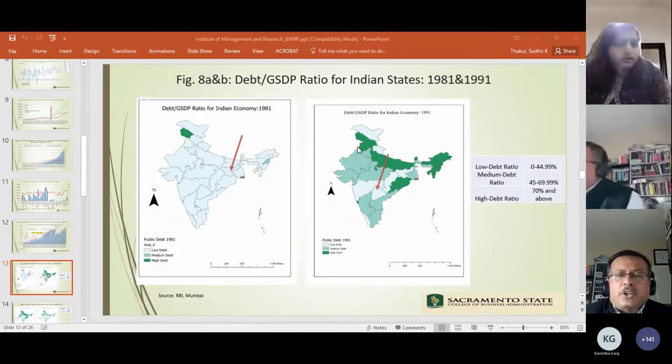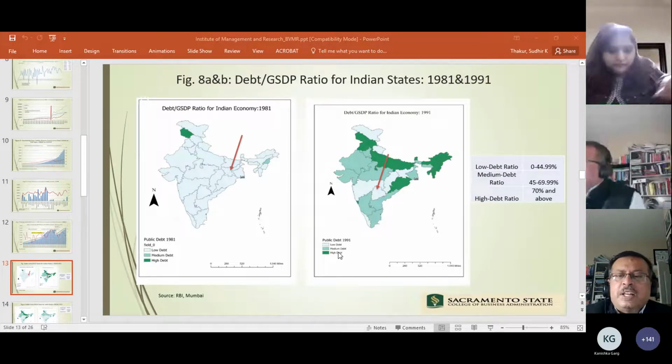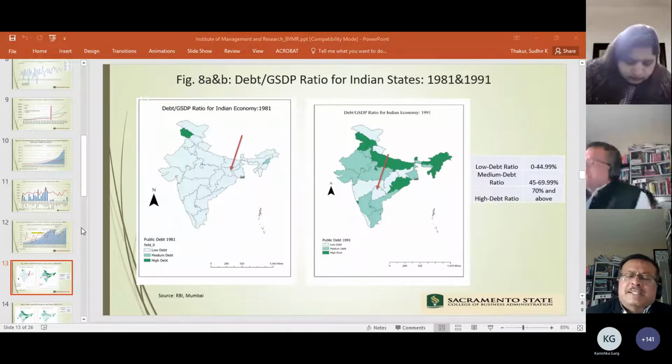In 1991, you see that most of the states in the north, so Jammu and Kashmir, Uttar Pradesh, Bihar, Sikkim, the northeastern states, and Odisha, are the states where the debt levels were above 70% of the gross state domestic product. And then you have medium debt in the western and northwestern industrialized states and the IT-related states in the south. So Gujarat, Rajasthan, Madhya Pradesh, Tamil Nadu, Karnataka are some of the states where you have medium debt levels. And Maharashtra had the least debt because it is the lightest color. So Maharashtra had the lowest debt level. And so you see that there is a pattern emerging.